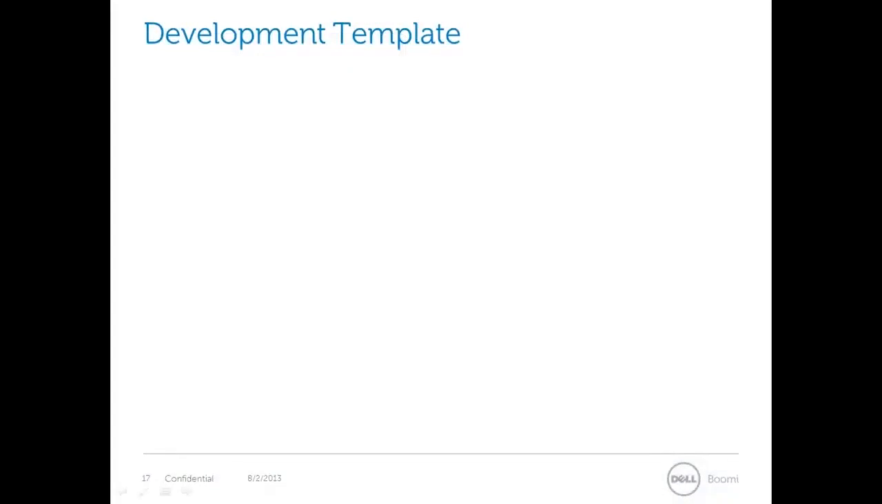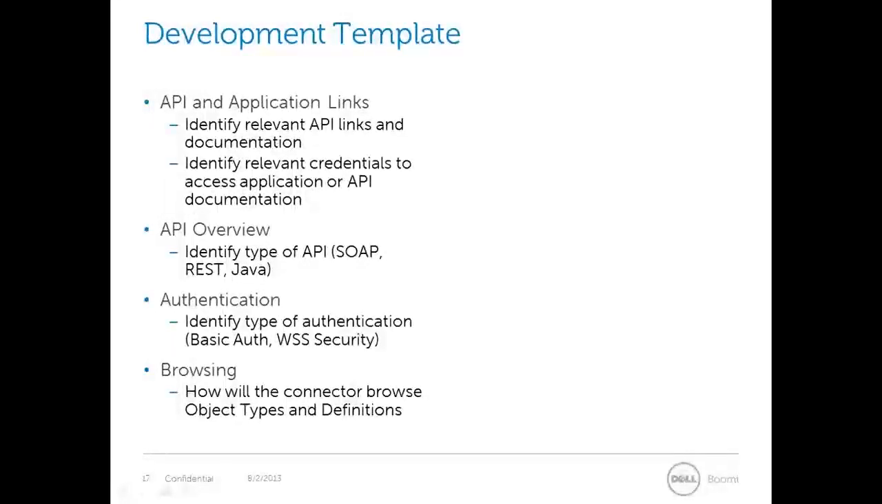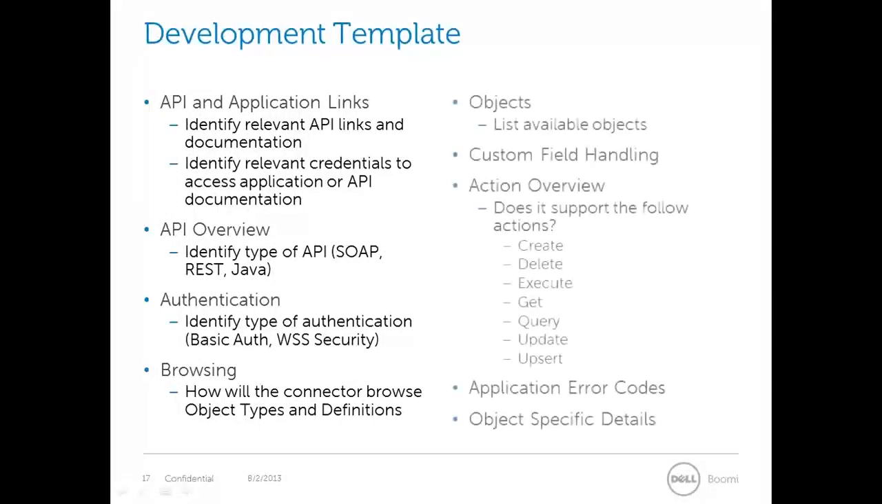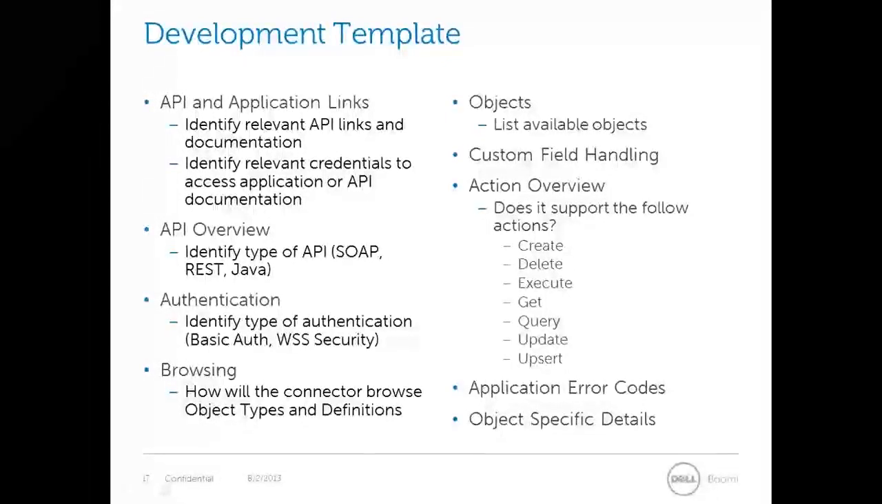So first, when a customer or partner expresses interest in a connector, we share our development template. This template is used by the Dell Boomi team to develop connectors and helps identify some of the key considerations for those connectors. Topics like understanding the system API, authentication, object listing, error codes, and object-specific details are important to identify as early as possible to help create the most complete and accurate roadmap for development.